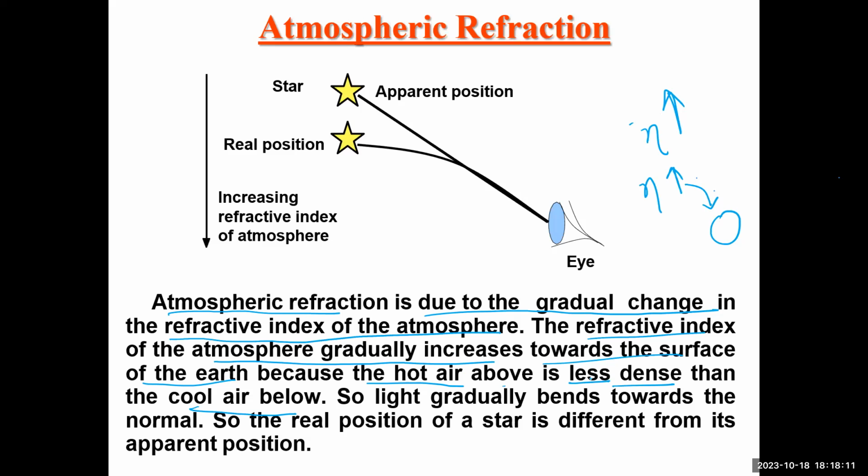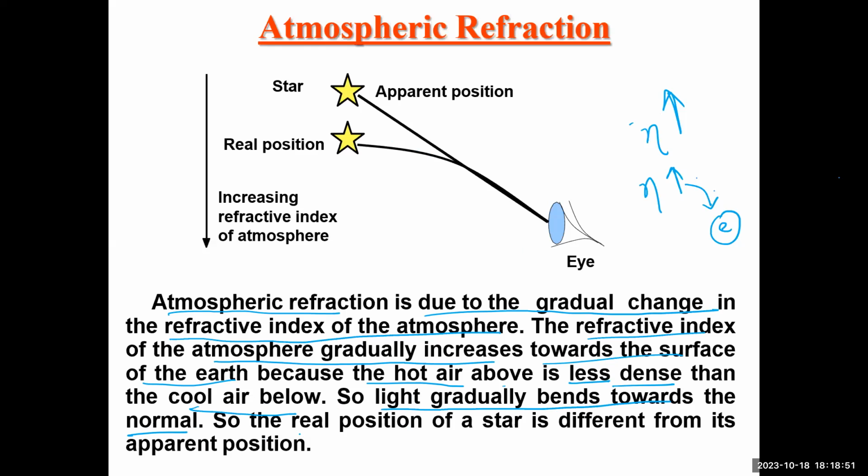Hot air will be less dense, right? It's hot air, so all the particles inside that air will become scattered, and it becomes less dense. The hot air will be less dense, whereas the cool air will be more dense. So that's why, because the Earth has cool air which is more dense than the hot air present in the atmosphere, the refractive index will increase, and that increase is towards the Earth. So because of this reason, the light gradually bends towards the normal. The light will bend towards the normal.